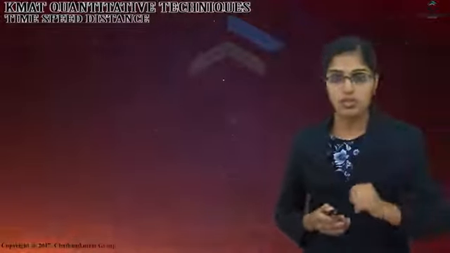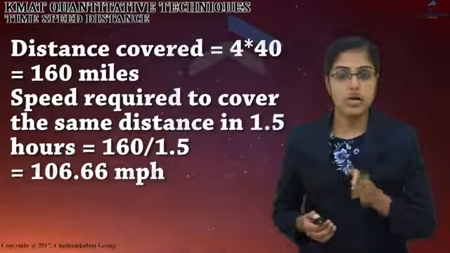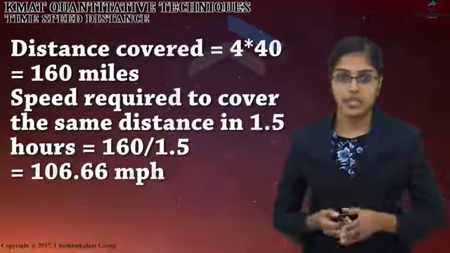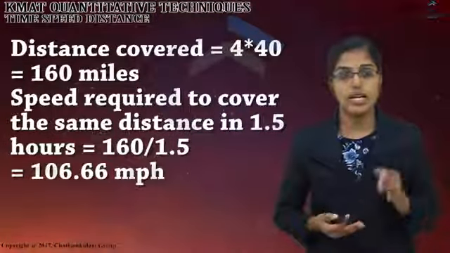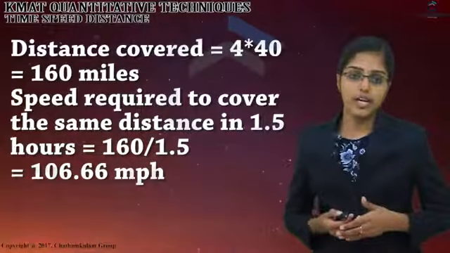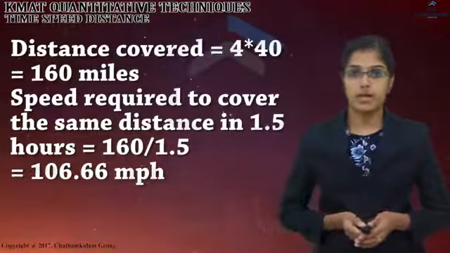Another example is that a car takes 4 hours to cover a distance. If it travels at a speed of 14 miles per hour, what should be its speed to cover the same distance in 1.5 hours? So here, distance covered is equal to 4 into 14, that is 160 miles. Then speed required to cover the same distance in 1.5 hours is equal to 160 divided by 1.5. So that is 106.66 miles per hour.